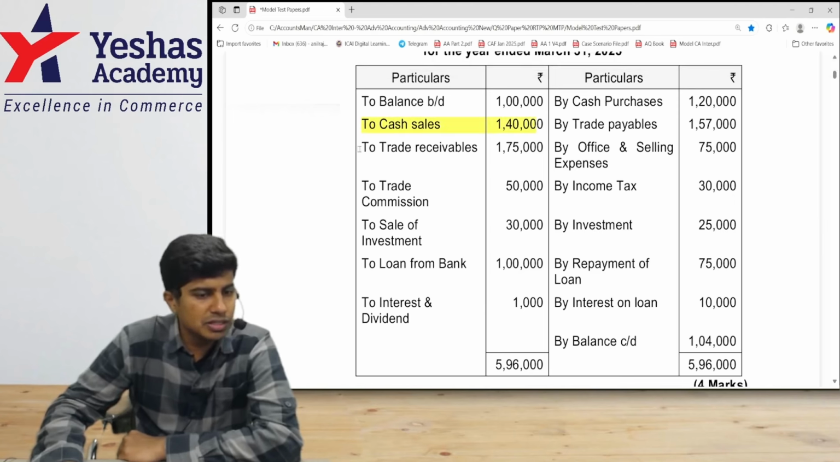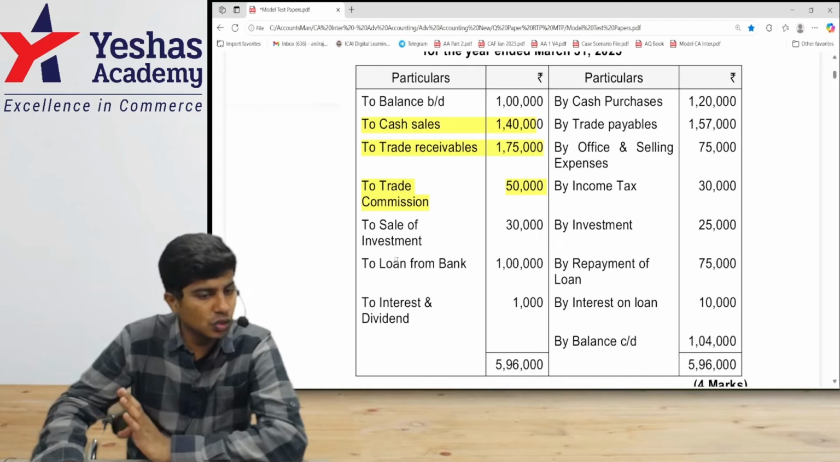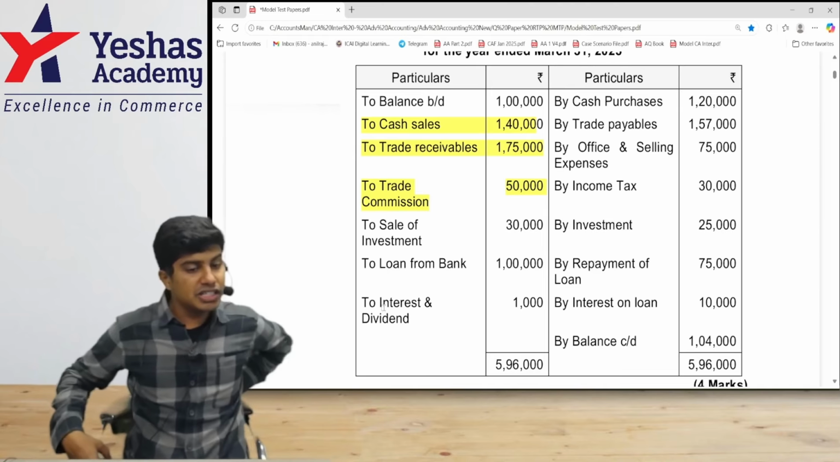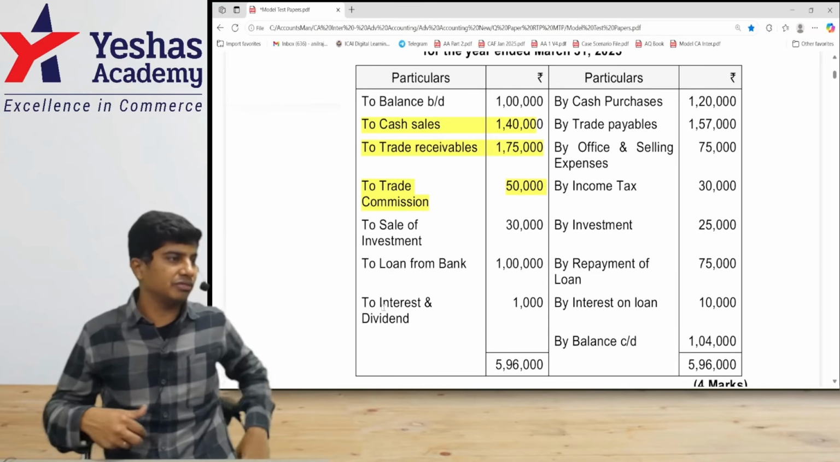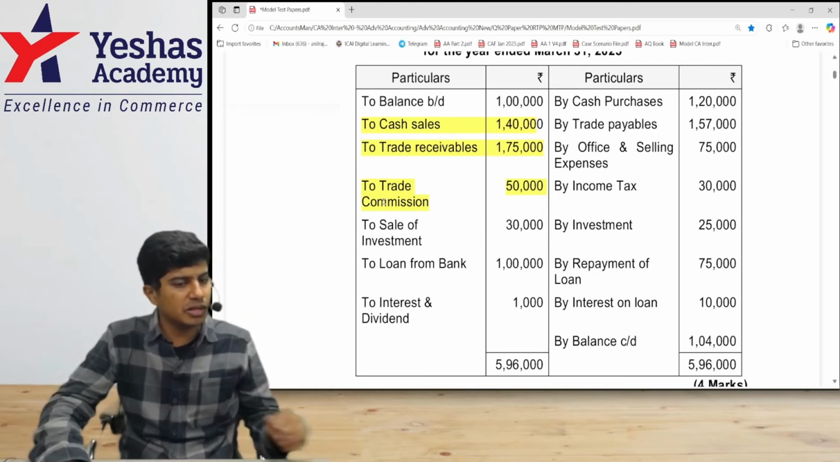Then trade receivables, money collected from trade receivables, operating. Trade commission received, yes, operating. Then sale of investments, investing. Loan from bank, financing. So ignore these two. Interest and dividend received is investing, this is not operating. So only three inflows: cash sales, trade receivables, trade commission.